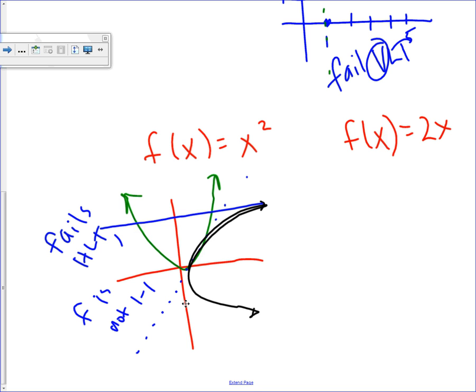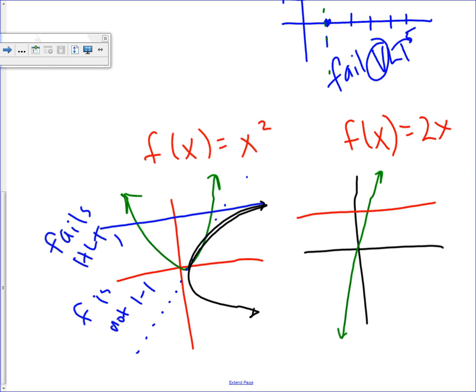So let's look at a function that is one-to-one. Here we have y equals 2x. It's a line. It goes through the origin and has a slope of 2. Is the function one-to-one? Well, does the function pass the horizontal line test? It does. It passes the horizontal line test, so f is one-to-one.